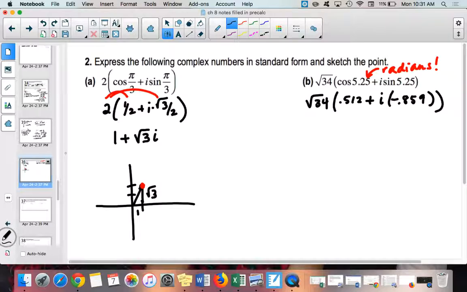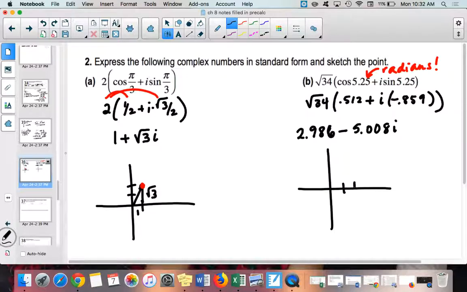So square root of 34 multiplied by the cosine value. And I went up and grabbed it, or you could store it if you want. So I got 2.986. And then square root of 34 multiplied by the negative number. So I have minus 5.008, is that what you guys have? And then that has the i with it. Okay, so if you were sketching this out, it would be over to almost 3, and then down 1, 2, 3, 4, 5, a little bit past 5, so somewhere around there.